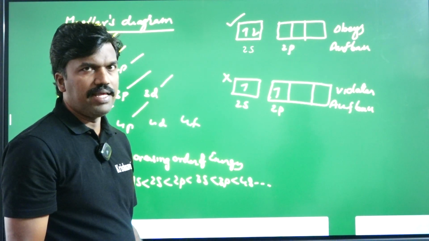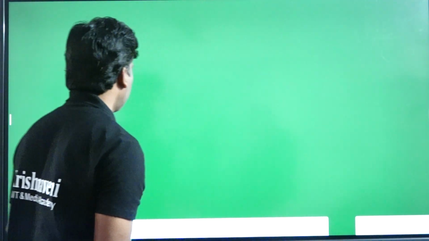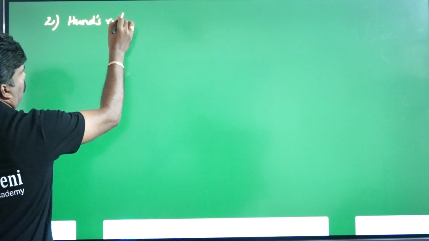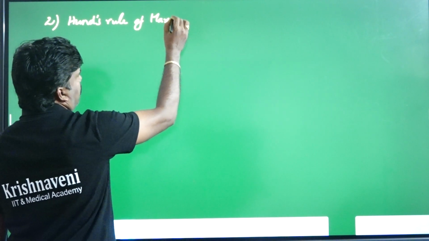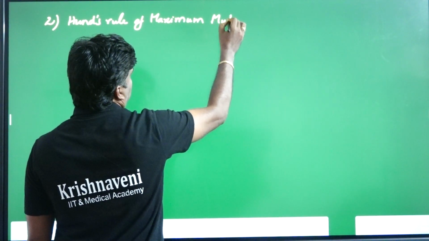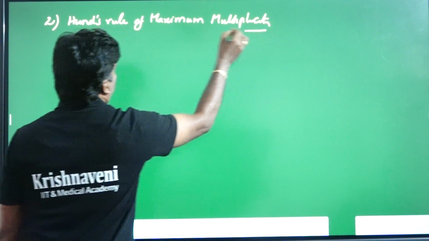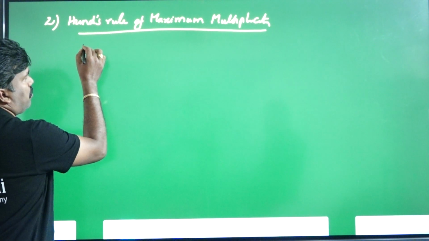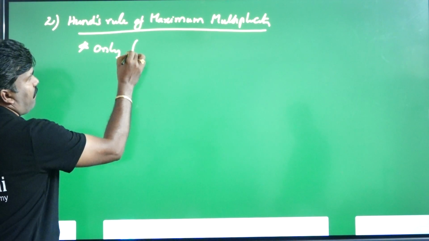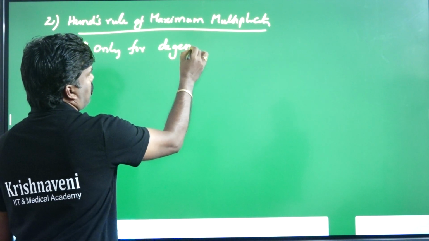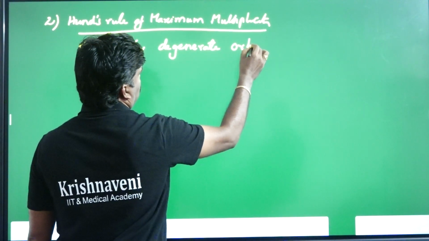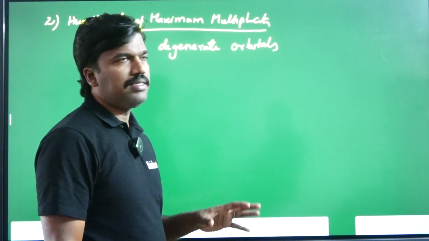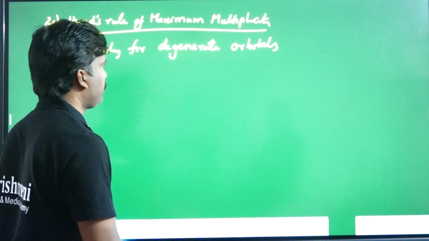Let us go to the next one. Hund's rule of maximum multiplicity. It is applicable to degenerate orbitals. Degenerate orbital means orbital having equal energy.